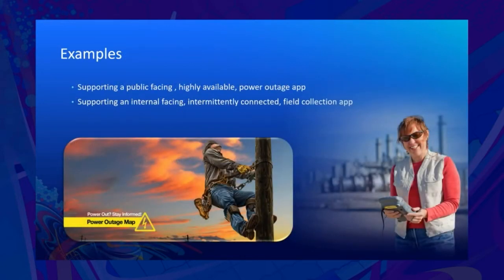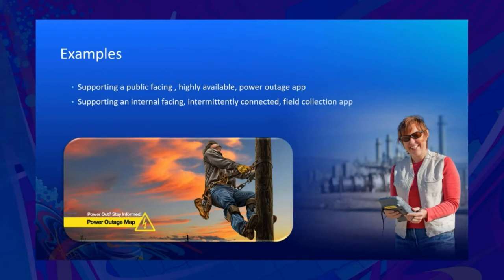Consider, for example, this application where we're being asked to create a public-facing, highly available power outage app. That's something that's going to be used by a broad public audience, lots of non-GIS users. This is just the general public. And they're looking for information about when their power might go out, so it cannot go down. This needs to be available 24/7, 365.